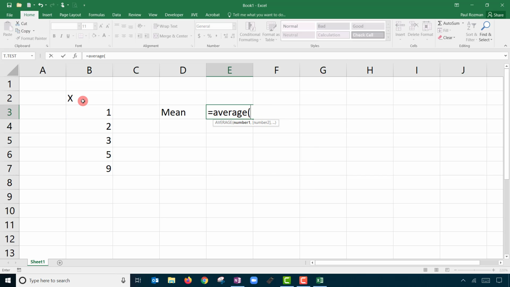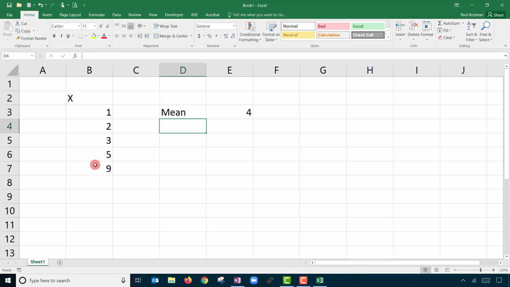Another option is to use your mouse. Like once you start the function, you can just highlight what you want to find the average of. And that's probably safer because you won't mess up. Like you can actually see what it's highlighting. But I don't like to have to dig out my mouse all the time. And hit enter, and we should get 4. So maybe put some units next to it.